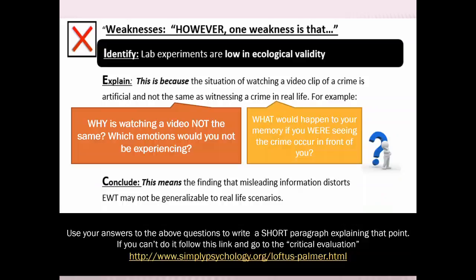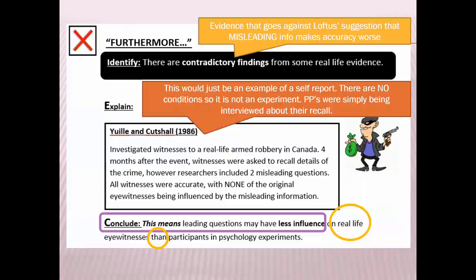The conclusion for this point is that all of the research, because it's based on lab experiments and because it's got low ecological validity, it means that we can't generalise the information from these studies to real life crime scenarios, because misleading information might not distort eyewitness testimony in the same way in the real world. And then the final weakness, which is related to that point on ecological validity, is this idea that there are contradictory findings. Most of you will already know, that means that the evidence is going against Elizabeth Loftus's original suggestion that misleading information makes the accuracy worse.